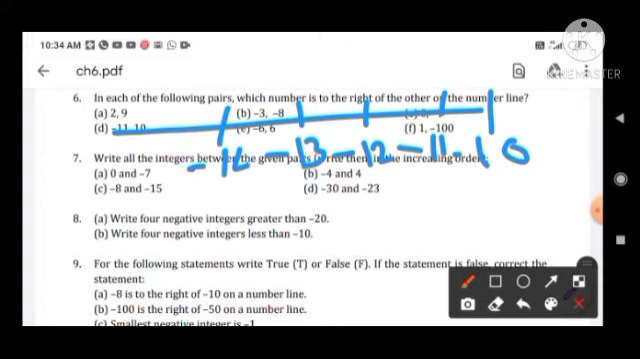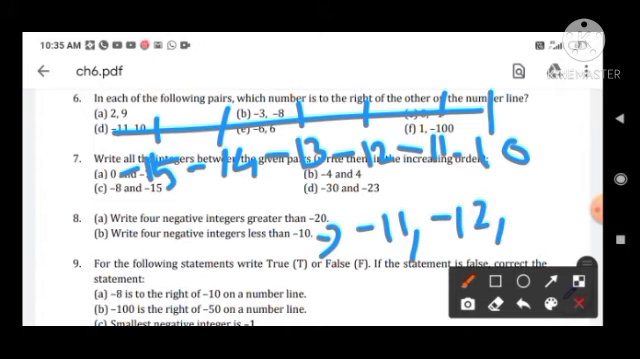We can write any numbers. Okay, and we have to write how many? Only 4 numbers we can write. So I will write -11, -12, -14 and -15. Okay, these are the numbers which are less than -10. These all numbers are less than -10, not greater. Why are these numbers less than -10? Because these all numbers lie on the left side of -10. Okay, hope you have understood.